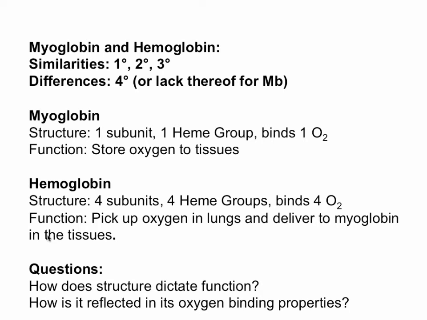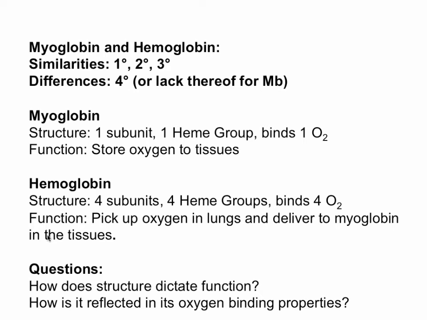So let's talk about comparing myoglobin and hemoglobin. They're very similar in many ways. They both bind oxygen, they both bind heme groups, so they have very similar primary, secondary, and tertiary structures. But the difference is the quaternary structure. Hemoglobin has a quaternary structure, with 4 different tertiary structures that assemble together, whereas myoglobin has just 1 tertiary structure. So there is no quaternary structure for myoglobin. Myoglobin has 1 subunit, 1 heme group, and binds 1 oxygen. That's the structure of it.